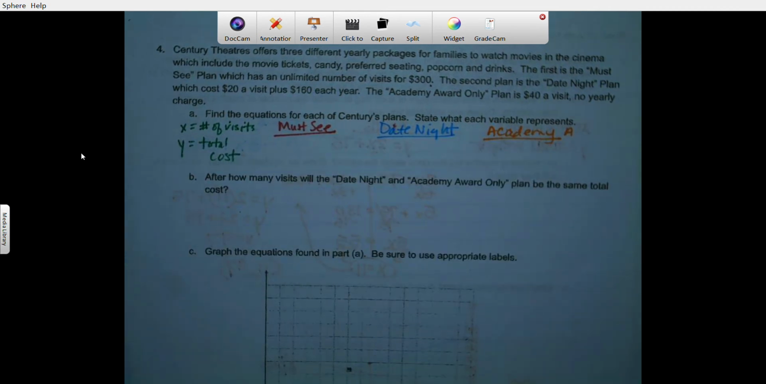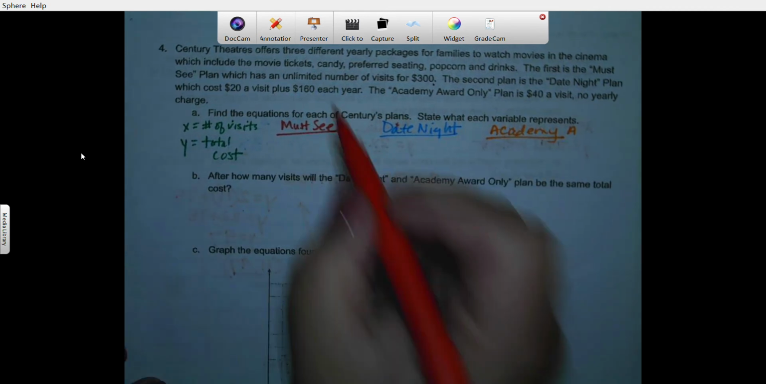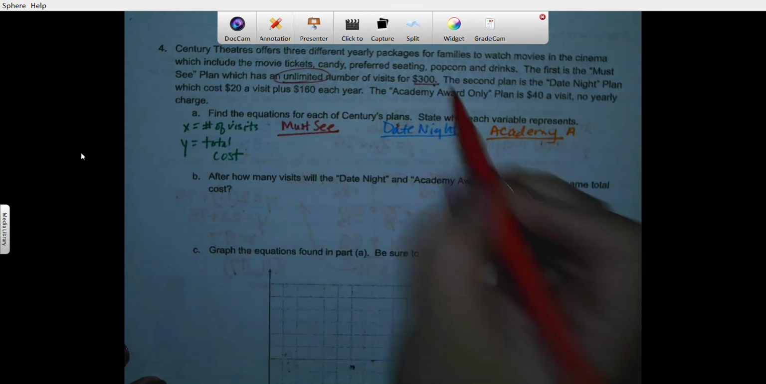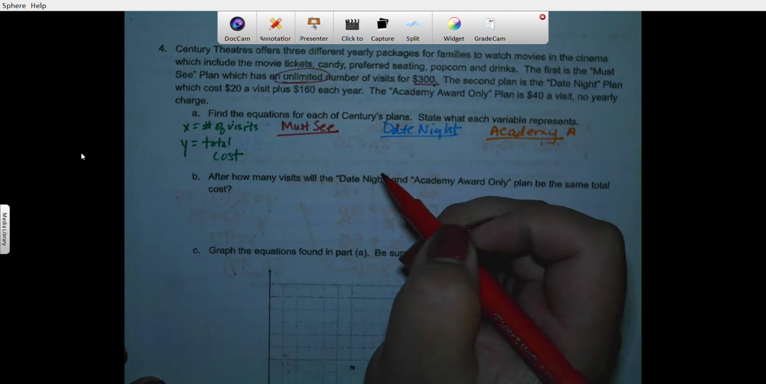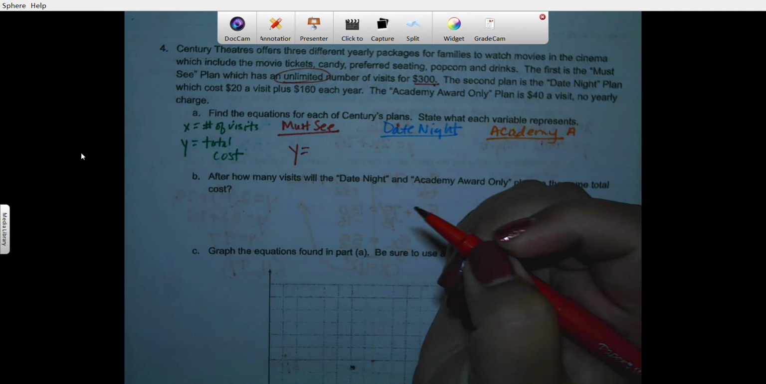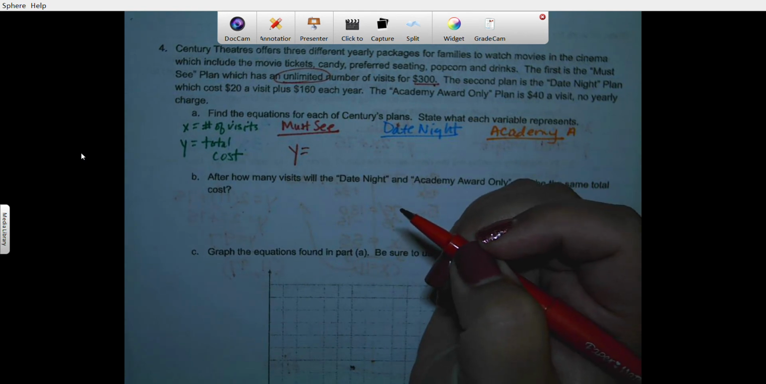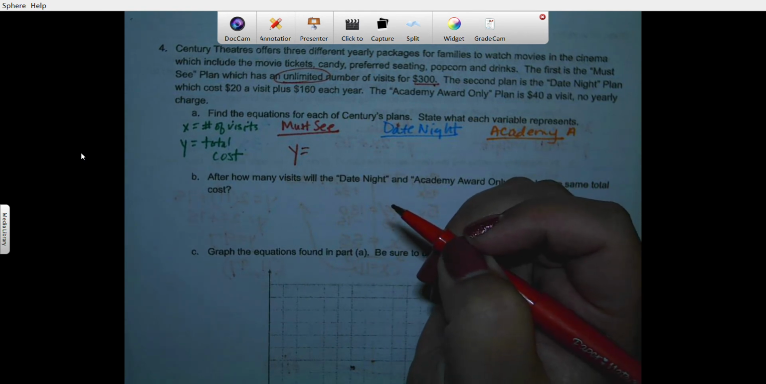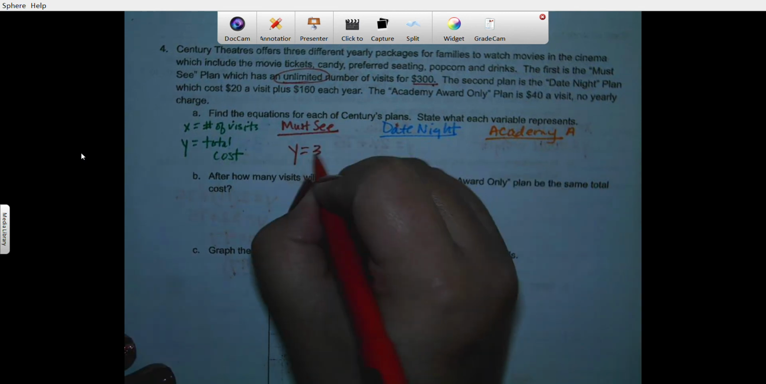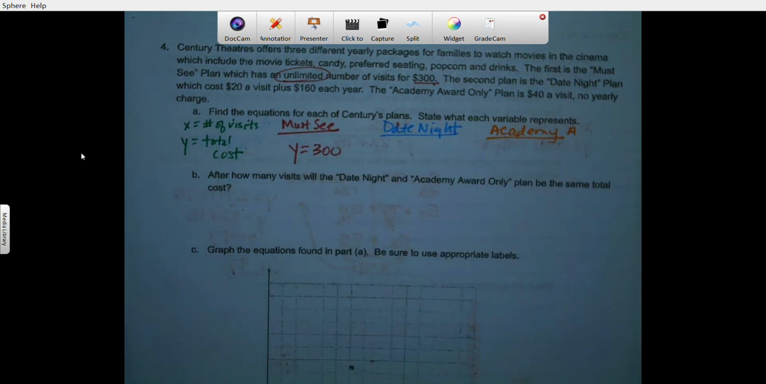So a must-see plan. Must-see, unlimited number for $300. So if I see a movie one time, it costs me $300. If I go to the movies 2 times, it costs me $300. 5 times, $300. 8 times, $300. 20 times, $300.